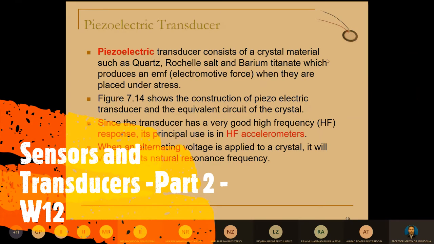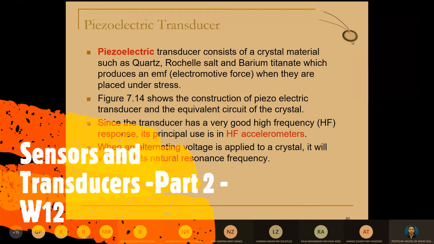So you can see the piezoelectric transducer consists of crystal material such as quartz, Rochelle salt and barium titanate, which produce EMF, electromagnetic force, when they are placed under stress. Okay, so you can see the figure, after that we show the construction of the piezoelectric transducer and the equivalent circuit of the crystal. That's what I mentioned to you. This is an example of the piezoelectric.